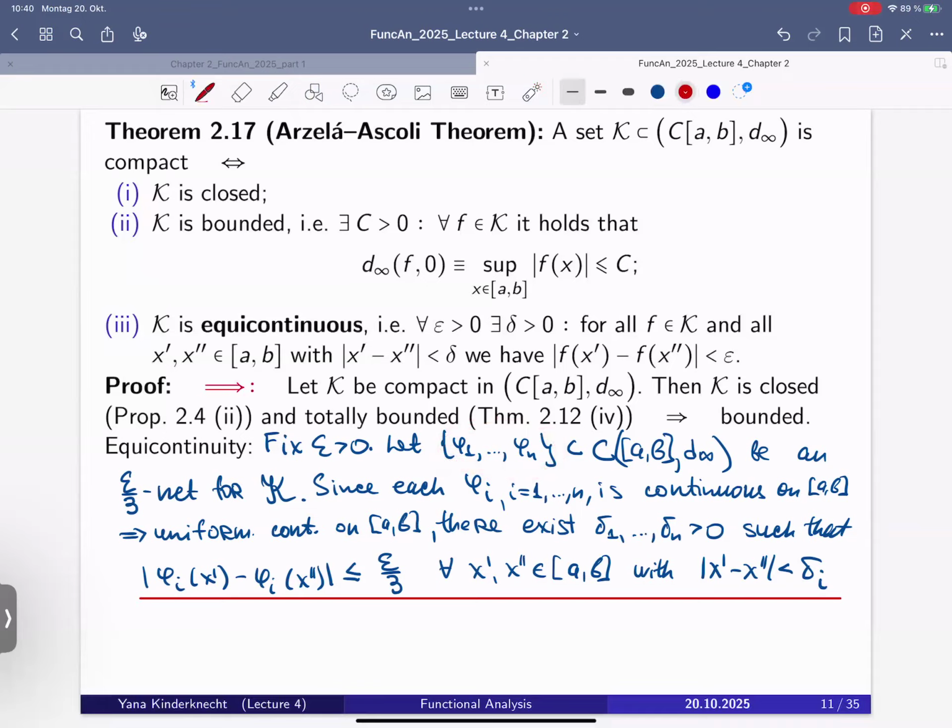But since we have finitely many functions in this net, we can find the smallest delta. So let delta be the minimum over all delta i from 1 till n, so finitely many. Hence, with this delta, all functions phi i satisfy this inequality for any two points satisfying this condition with delta.